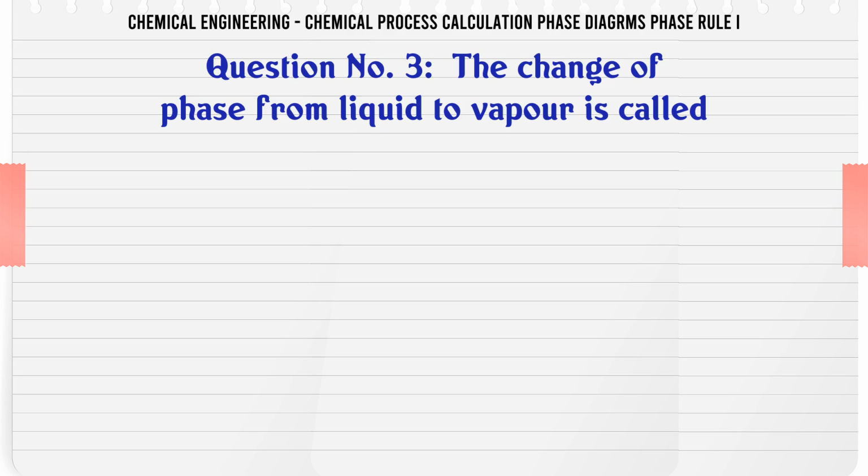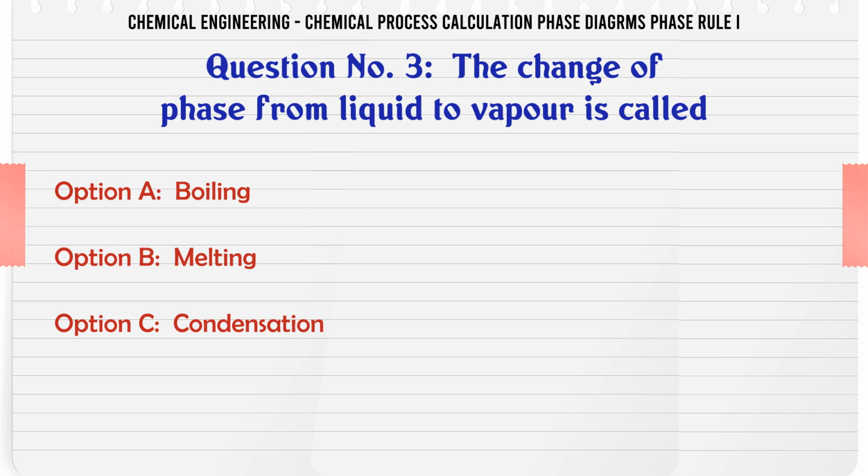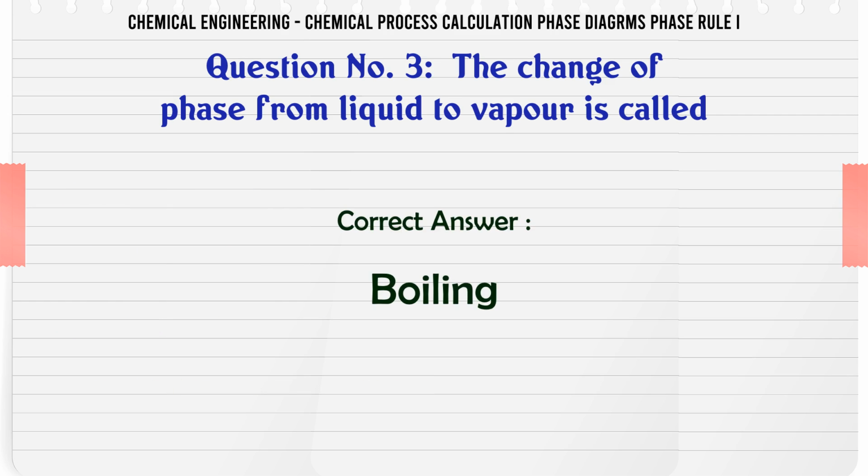The change of phase from liquid to vapor is called: A. Boiling. B. Melting. C. Condensation. D. None of the mentioned. The correct answer is boiling.